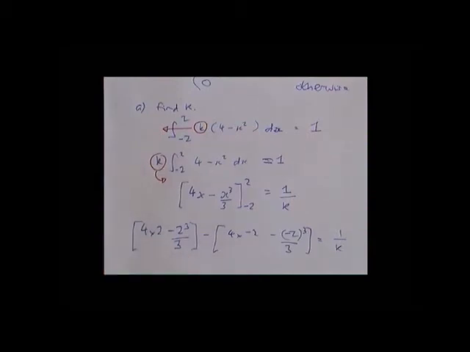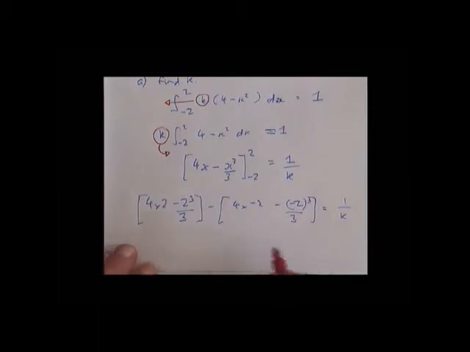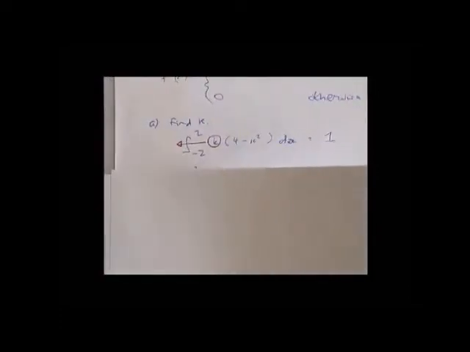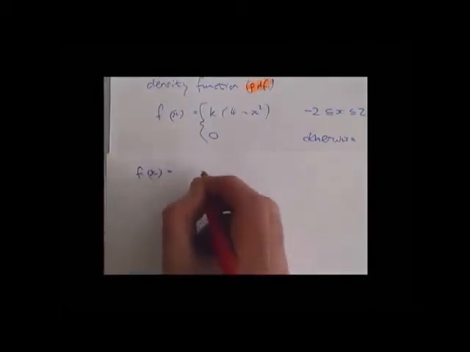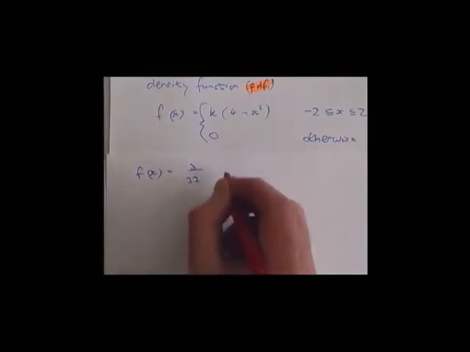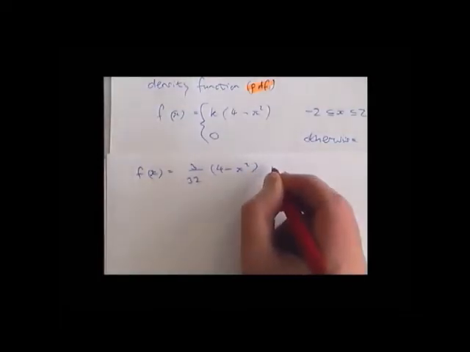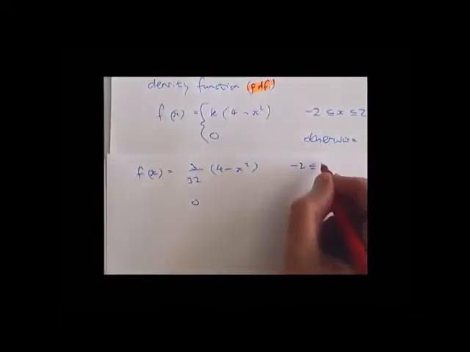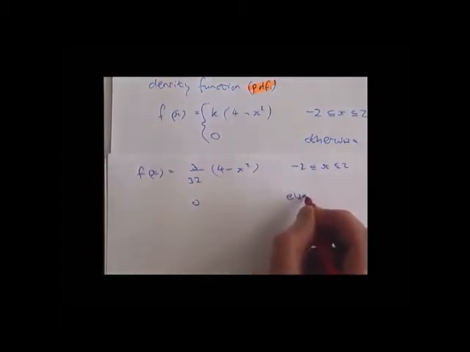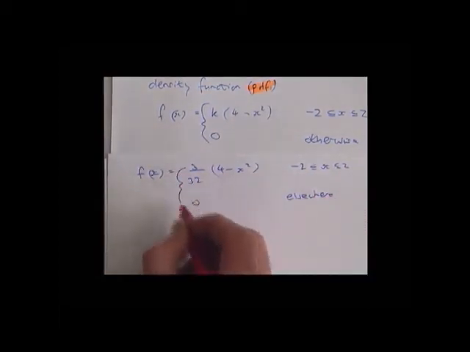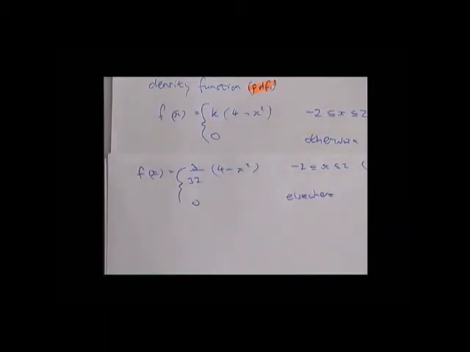So I'm just going to pause the video there. Over here we should have had 32 over 3 equals 1 over k, which means that k equals 3 over 32. So the first part of the question usually would be to find k. Then we can rewrite our PDF: it is 3 over 32 times 4 minus x squared, between minus 2 and 2, and 0 elsewhere, or otherwise, whatever word they want to use. That is where we are going to have to stop today, because the bell's about to go.